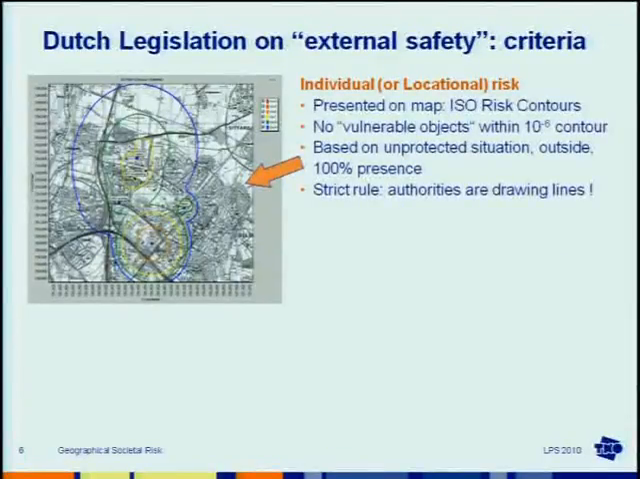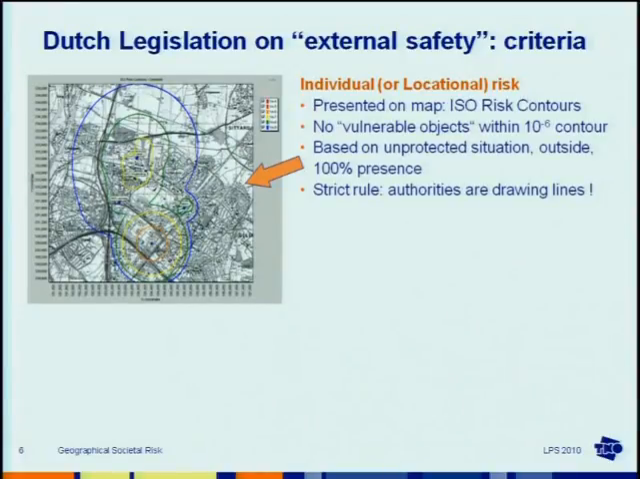Individual, also locational risk, is a value that you can calculate on specific spots and is presented on a map by connecting the points with an equal value, and that gives you ISO risk contours. Basically, you can draw contours for different values of this individual risk, and the requirement within the Netherlands is that you have no vulnerable objects within the 10 to the minus 6 contour.